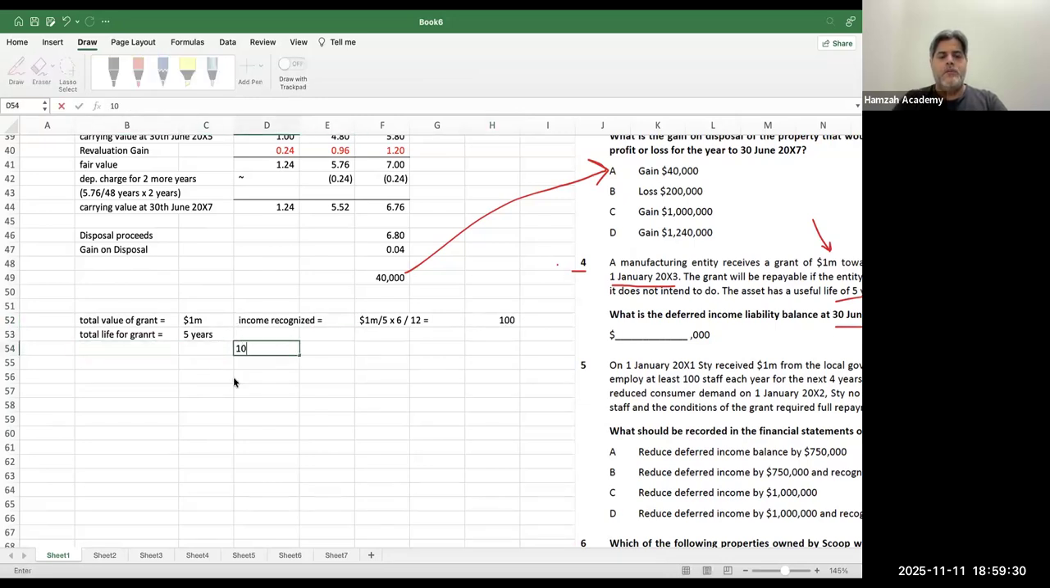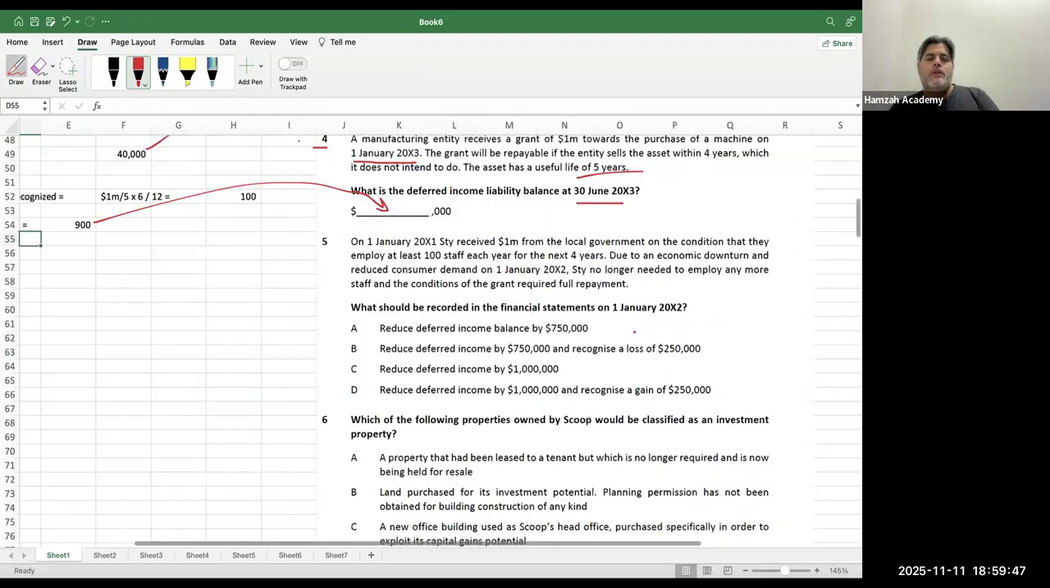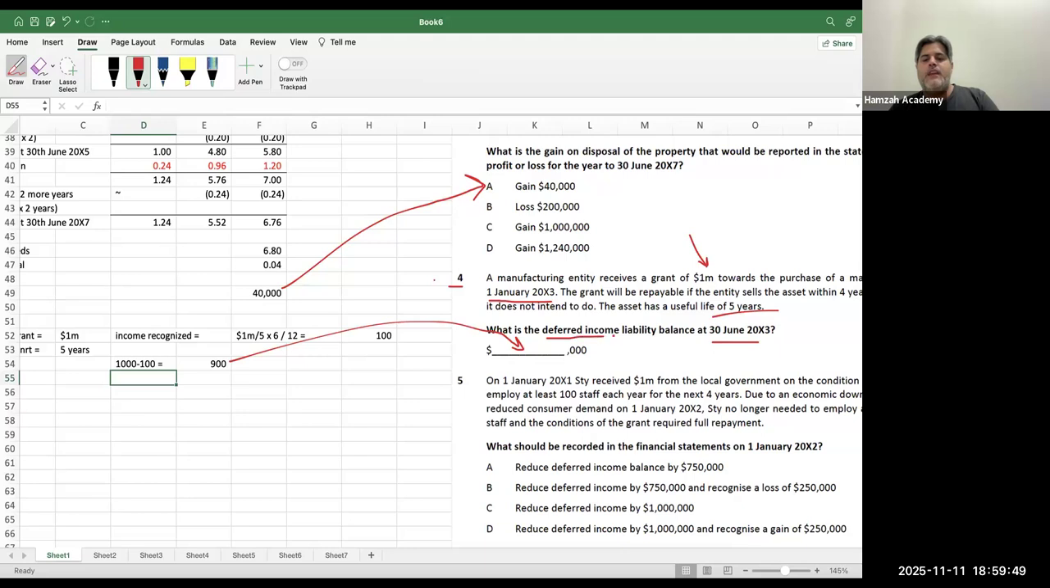So 1000 minus 100 is 900, because this is in thousands now. So 900,000 is going to be my answer over here, right? All right. I hope it's clear. Now, this is the deferred income liability it was asking from me, okay? This was the deferred income liability that it was asking from me. So that is why I am going to have this 900,000 over here.